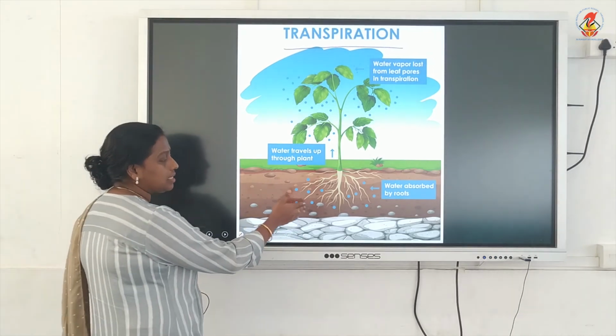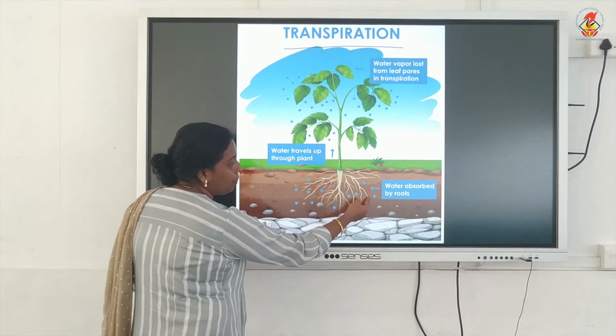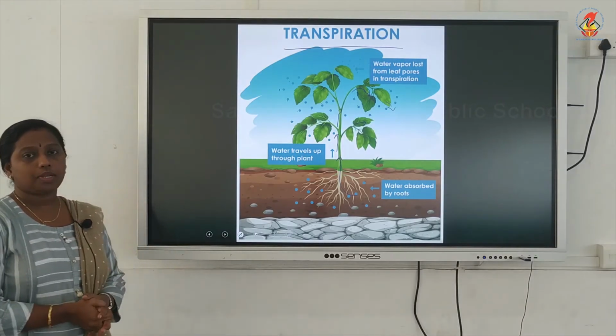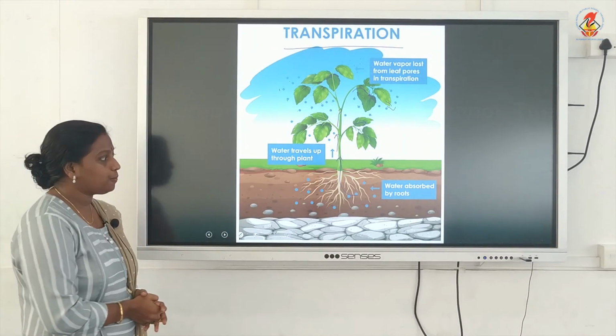So, just see this diagram. The water is absorbed by the roots. The water will be going up to the stem. The leaves will be using this water for photosynthesis and all. The excess of water will be coming out. Can you see small droplets of water here? Water vapor. Not droplets, sorry, water vapor. The water has evaporated and it is coming out as water vapor. This is what is called transpiration. Hope it is clear for you.